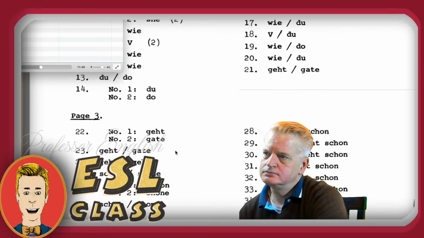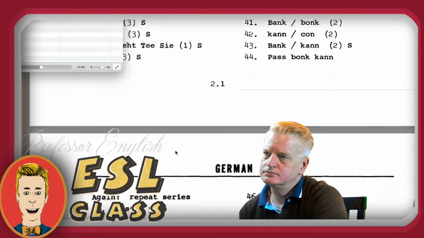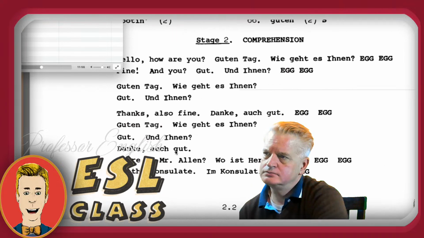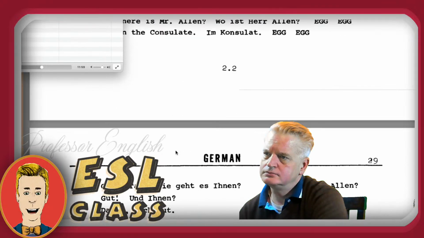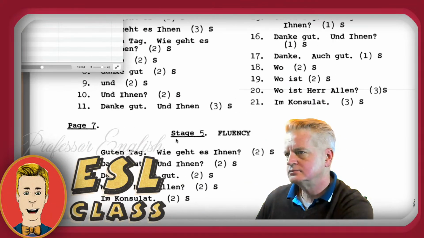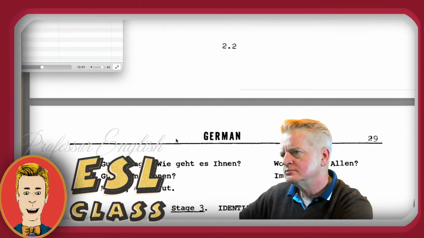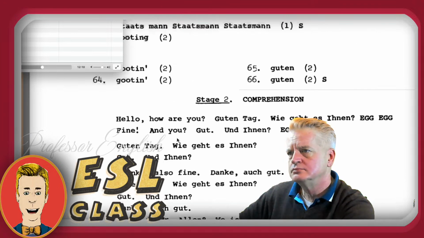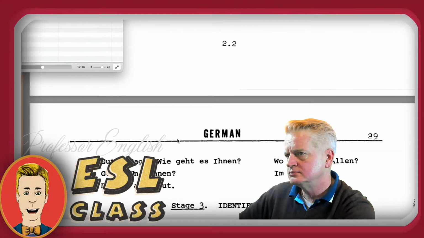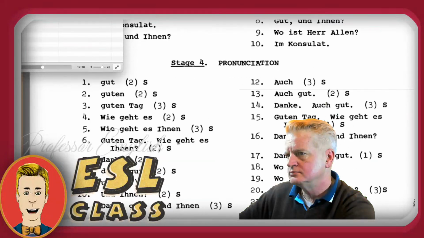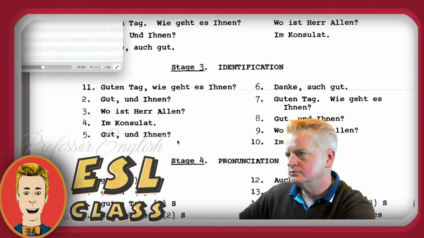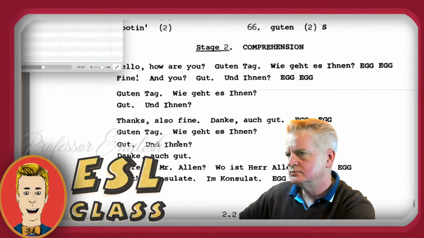Where's Mr. Allen? Wo ist Herr Allen? In the consulate. Im Konsulat. Guten Tag. Wie geht es Ihnen? Gut. Und Ihnen? Danke. Auch gut. Wo ist Herr Allen? Im Konsulat.